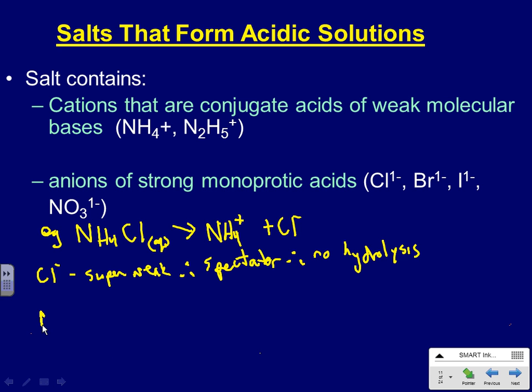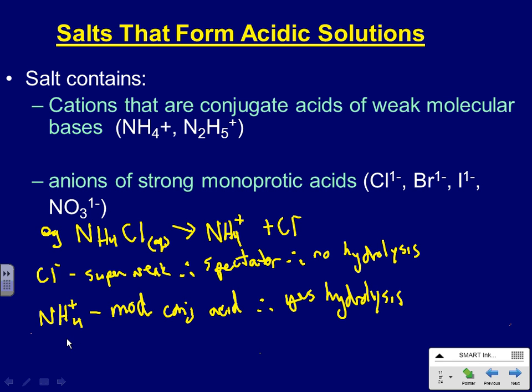Now we analyze the other ion, NH4 plus. Well, where does NH4 plus come from? It comes from NH3. And if we check our sheet, they're kind of moderate. They're in the middle. So that means this is a moderate conjugate what? Now this is the hardest part. Is this an acid or a base? It's an acid. It's a conjugate acid. It's a moderate conjugate acid. Therefore, it's not a spectator. Yes, hydrolysis.